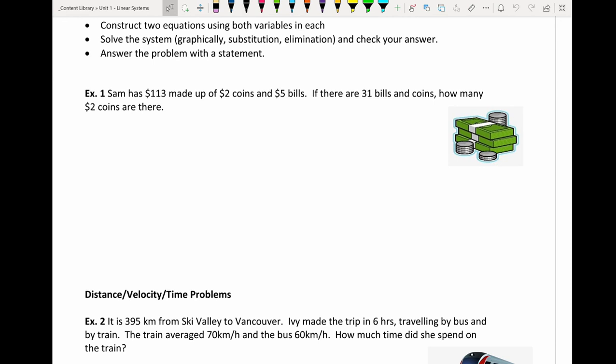So in the first example, Sam has $113 made up of $2 coins and $5 bills. If there are 31 bills and coins, how many $2 coins are there? So we're going to need to come up with our two variables. I'm going to use x and y, so let x equal the number of coins, and then let y equal the number of bills. Those are my two unknown quantities.